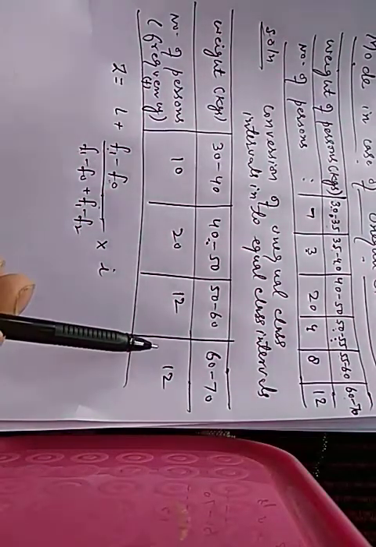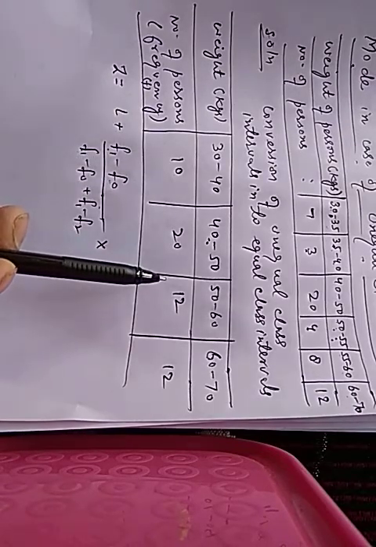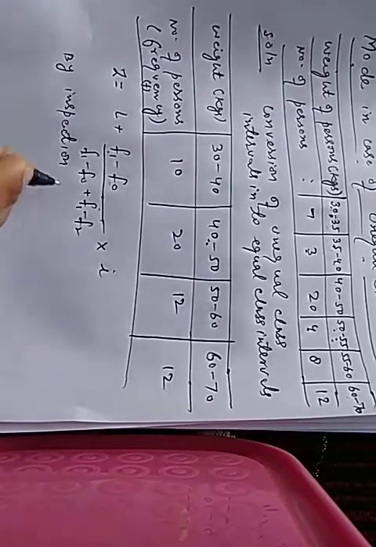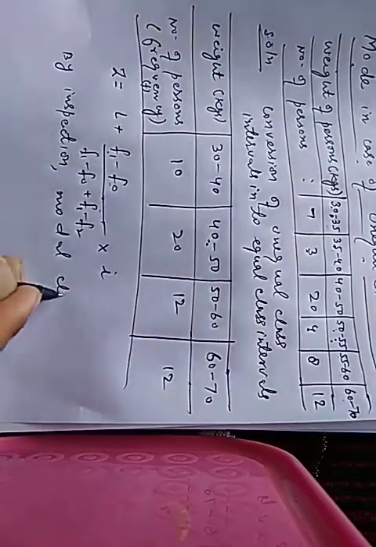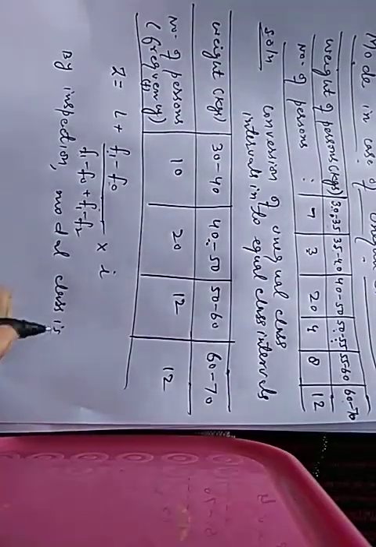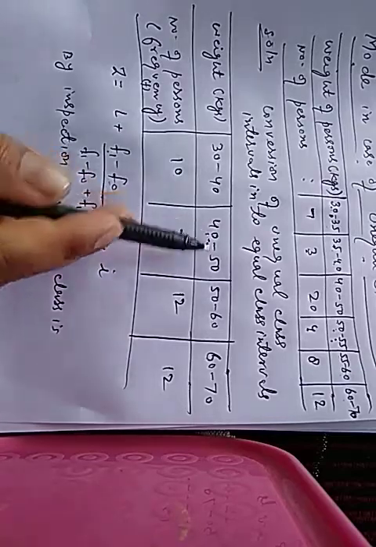Now before applying this formula, we have to locate the modal class. By inspection, modal class is 40 to 50.